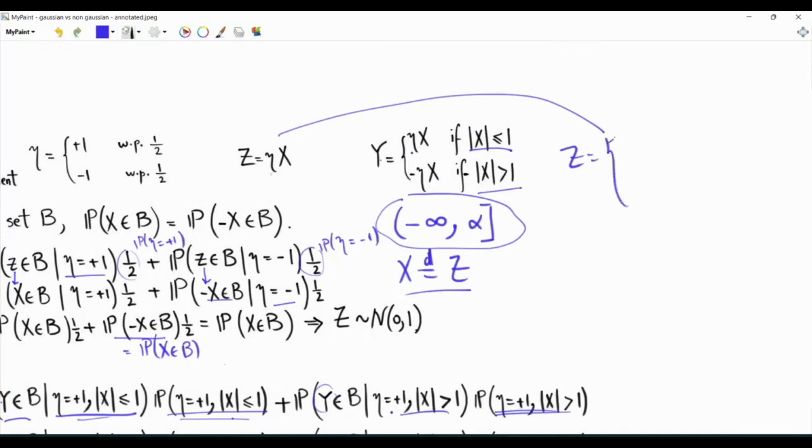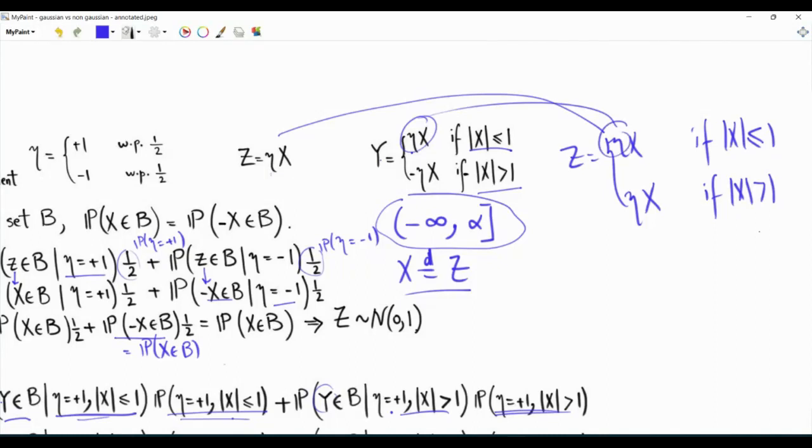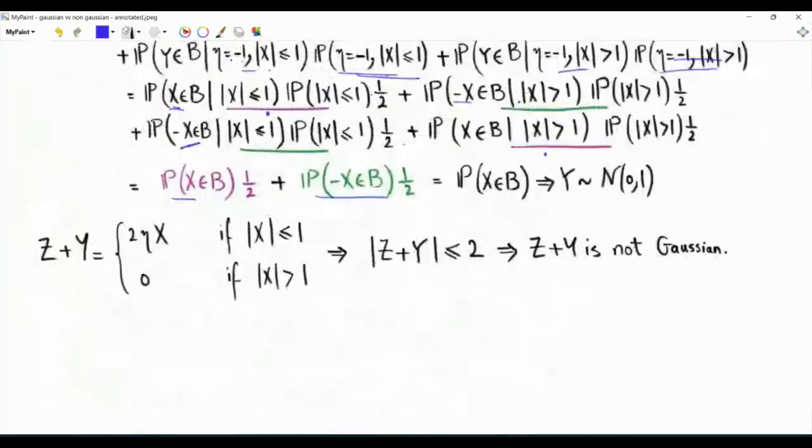Let's write Z as eta x in both cases. If the magnitude of x is less than or equal to 1, it is eta x, and if the magnitude of x is greater than 1, it is also eta x. It is always eta x, regardless of the value of x. Now, what is Z plus Y? Well, if the magnitude of x is less than or equal to 1, then the sum is 2 eta x. If the magnitude of x is strictly greater than 1, then the sum, minus eta x plus eta x, is 0.